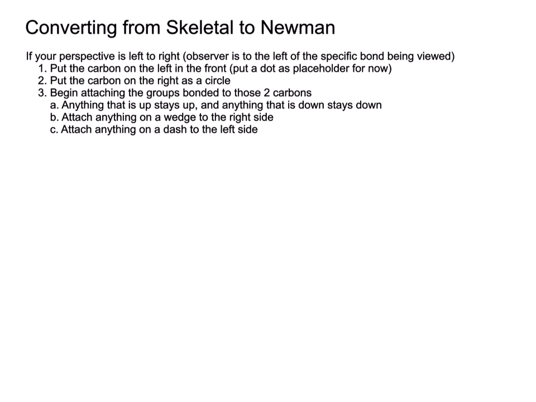First, we're going to put the carbon on the left in the front, and all we're going to do right now is put a dot as a placeholder. Then we're going to put the carbon on the right as a circle surrounding that dot. After that, we begin attaching the groups bonded to those two carbons.